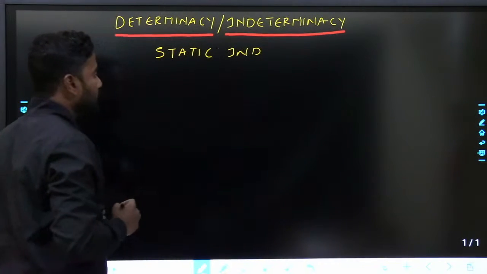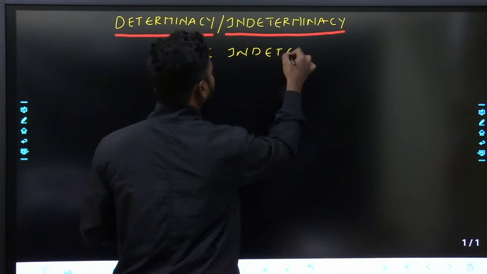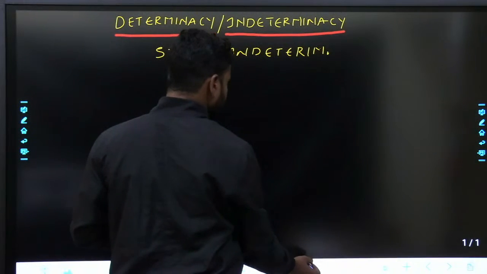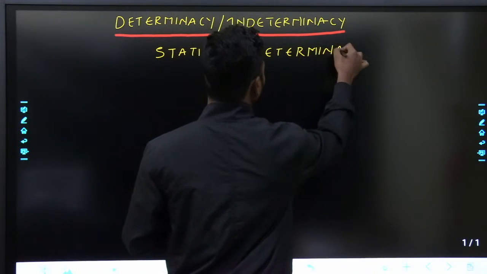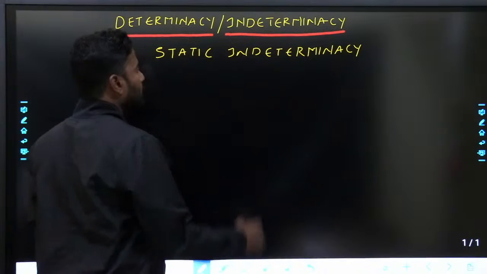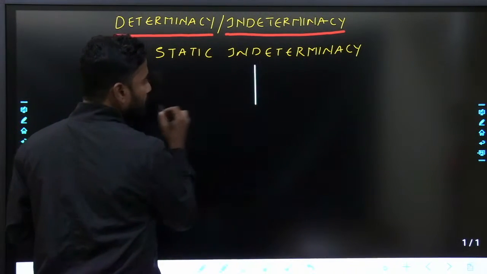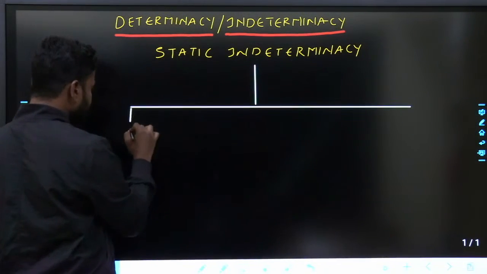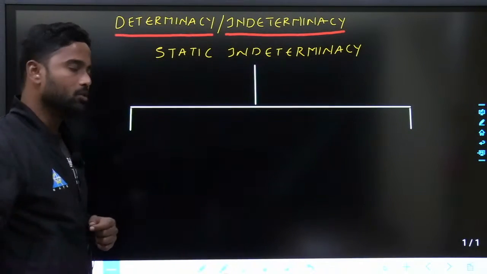There is kinematic indeterminacy also. Before that, first indeterminacy, the first thing, see static indeterminacy. In static indeterminacy, further I will divide this into two parts. Static indeterminacy of the structure. What is meant by static indeterminacy? Yeah, I will tell you all those things.